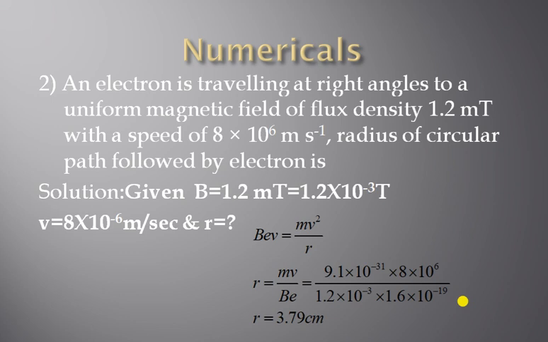So in this case, the centripetal force is provided by the magnetic field. Therefore, BeV equal to mv square upon r. So r we have to calculate. So r equal to mv upon Be. So the value of m is 9.1 into 10 raised to minus 31 into v, it is 8 into 10 raised to 6, divided by B, that is 1.2 into 10 raised to minus 3, into the charge on a single electron, 1.6 into 10 raised to minus 19. So by calculation, the value of radius comes out to be 3.79 centimeter.